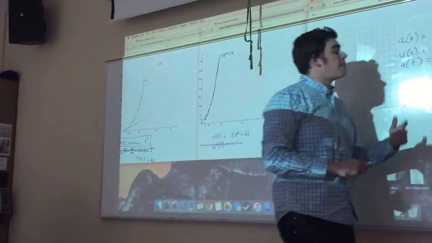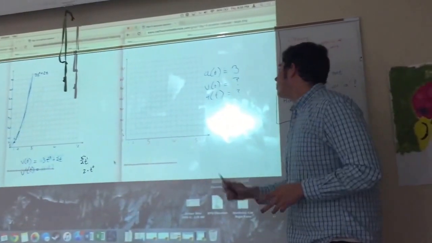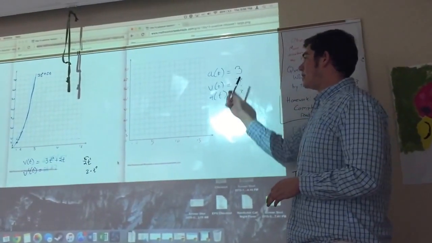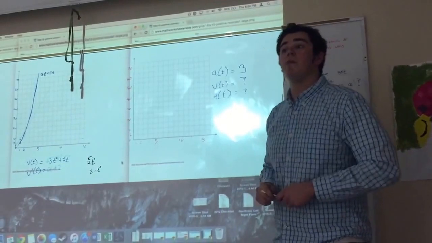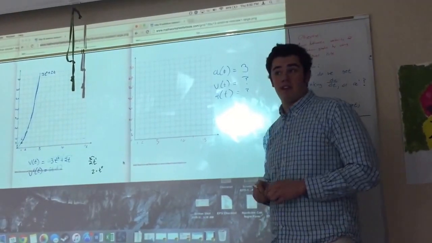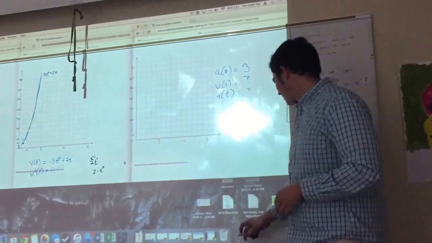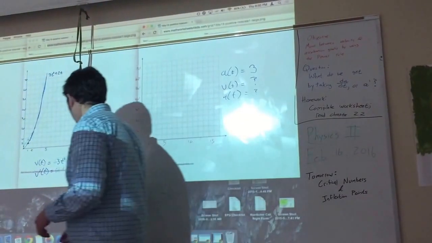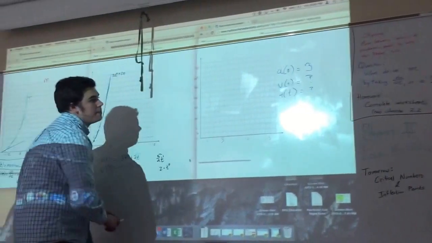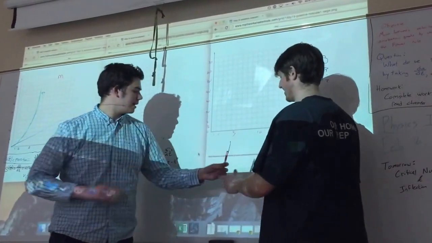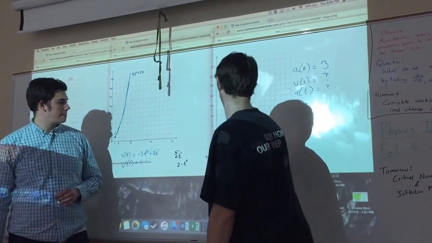So now we're going to work backwards a little bit. So right here, our acceleration is 3. Can someone come up and show me what that's going to look like on the graph? Oh, yes, Jack. I'm going to have you use red for this one. So acceleration of 3, what's that look like? I think that's a constant.